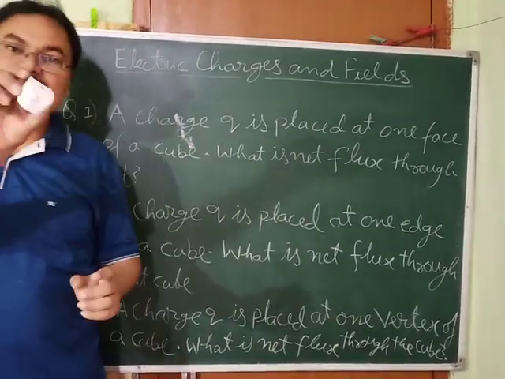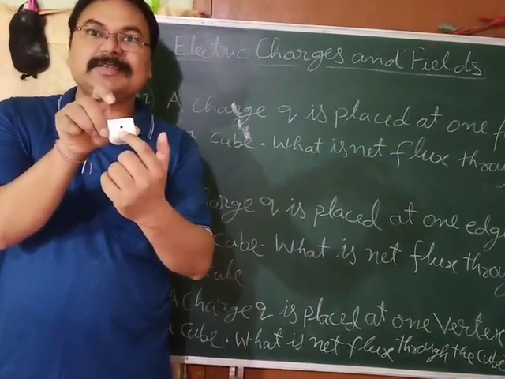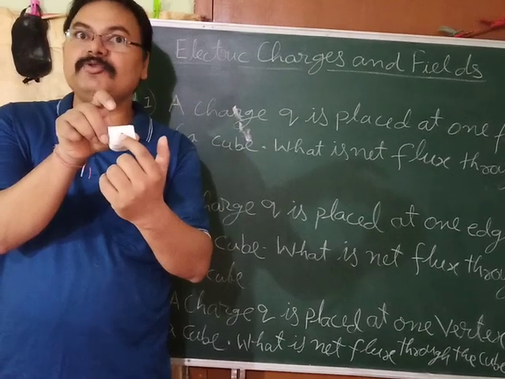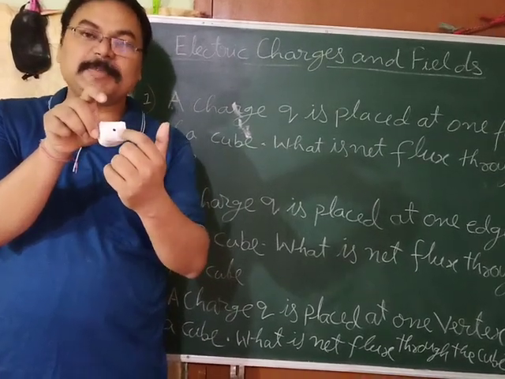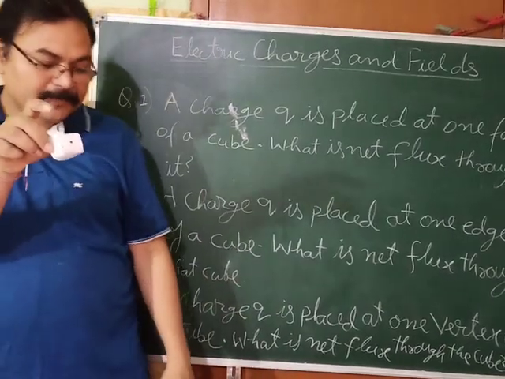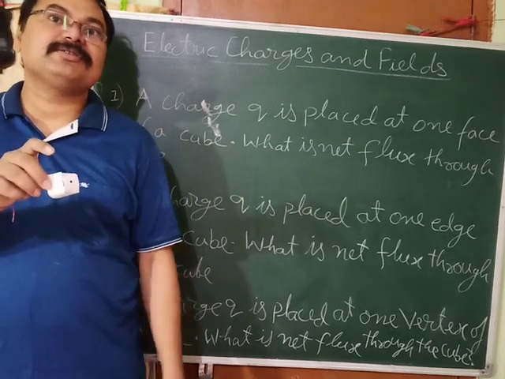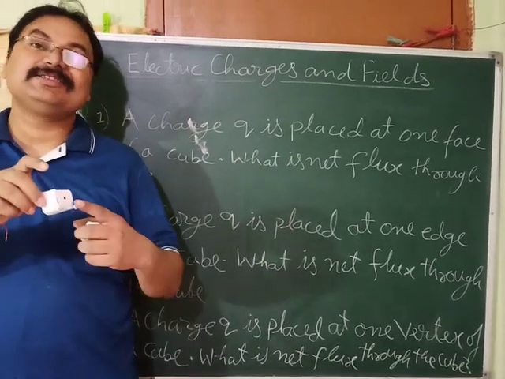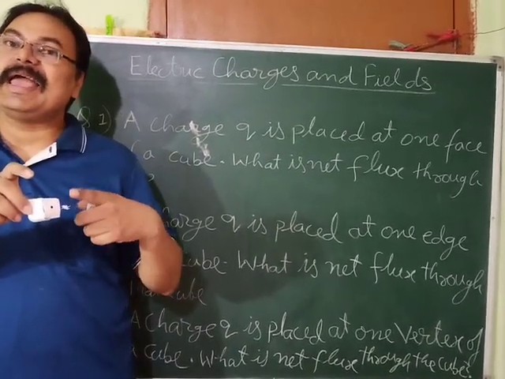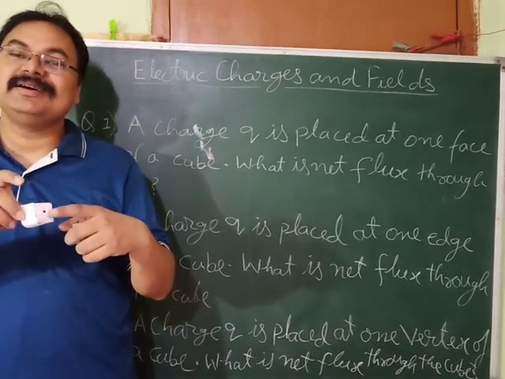Suppose this is a cube and this is the charge. You can see this black spot. This black spot I have made to represent the charge. So the charge is placed at one of the faces of this cube. Now we have to take another cube in order to apply the Gauss theorem. Why? Because Gauss theorem is applicable only when the charge is completely enclosed. But it is not enclosed in this cube. It is just outside this cube.